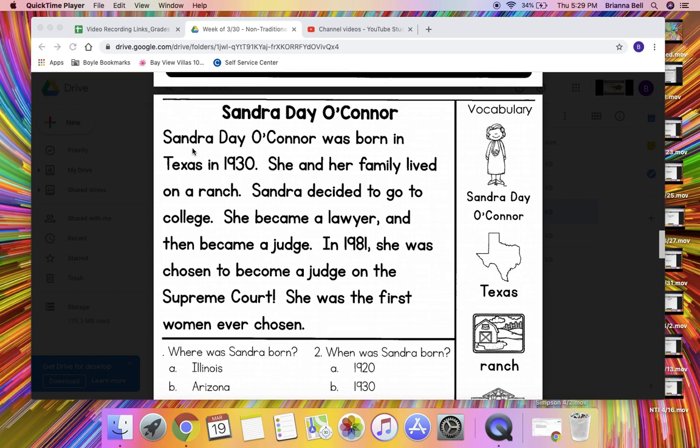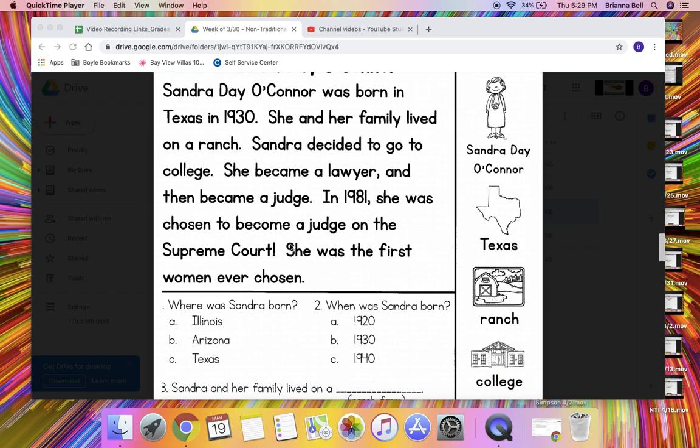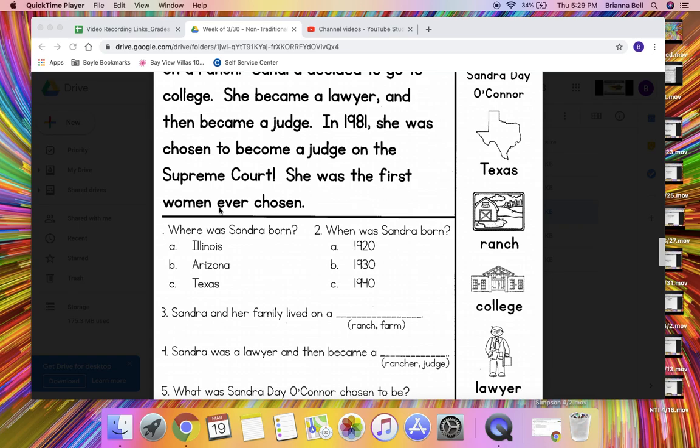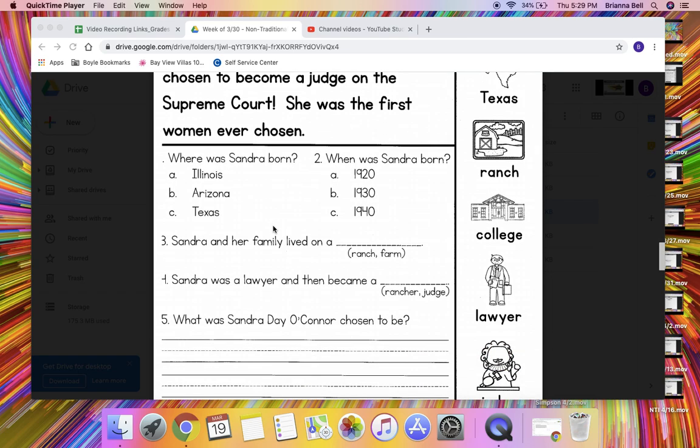Sandra Day O'Connor was born in Texas in 1930. She and her family lived on a ranch. Sandra decided to go to college. She became a lawyer and then became a judge. In 1981, she was chosen to become a judge on the Supreme Court. She was the first woman ever chosen.